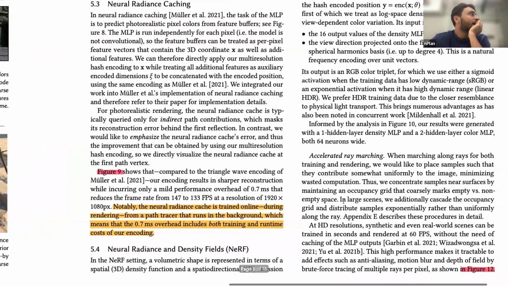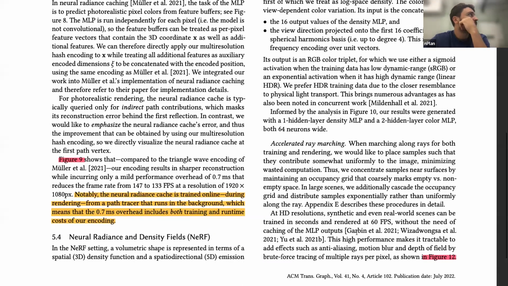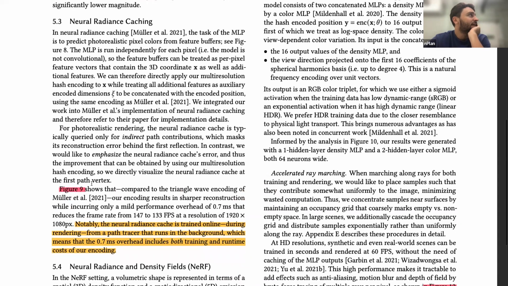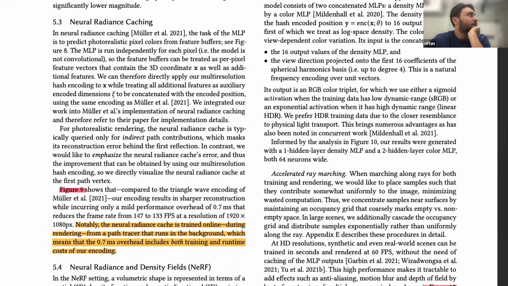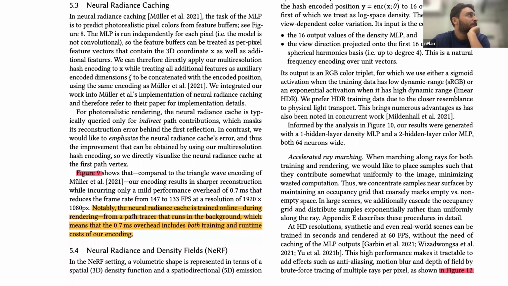Yeah. And then they do the same thing with neural radiance and density fields. Oh, and one point with this neural radiance caching is that they're actually able to do it in real time, at 133 frames per second with this resolution, which is slower than the other method, but it's better in terms of quality.